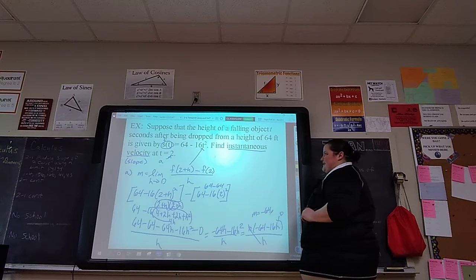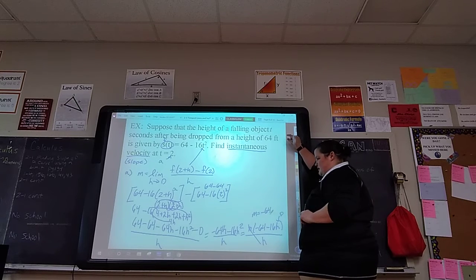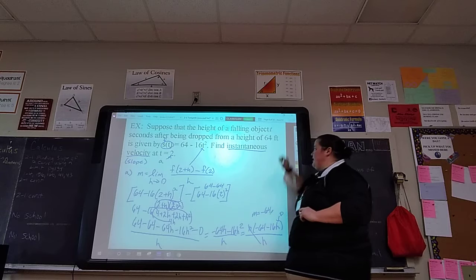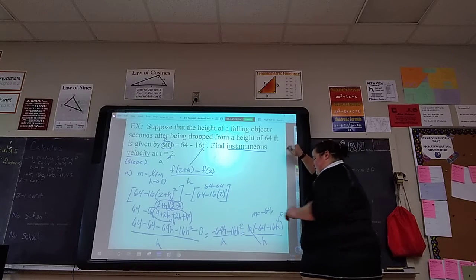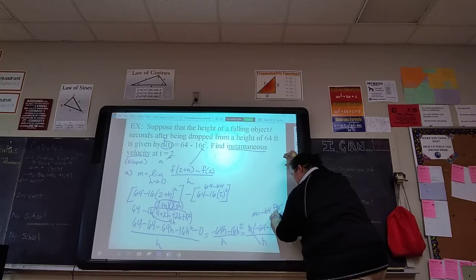So then since it's velocity, we're going to do a label. That's my bad. If we're doing velocity, it's feet per second. If it's acceleration, it's feet per second squared. Velocity is just feet per second.